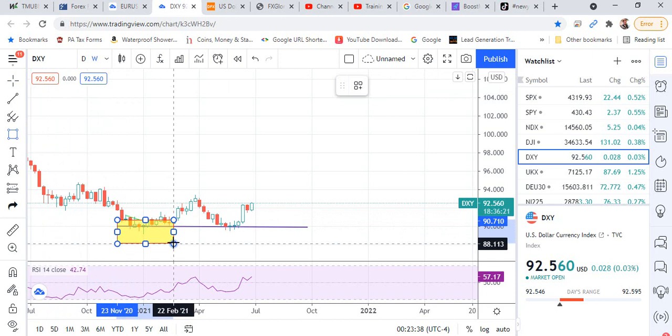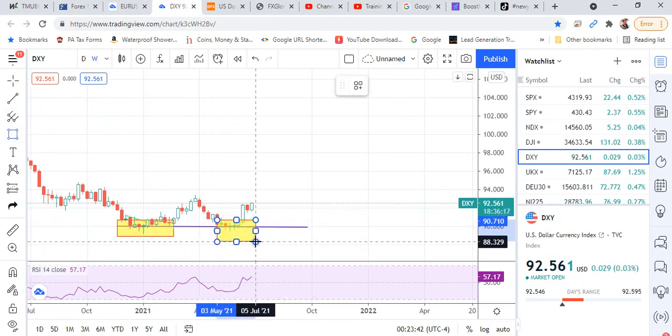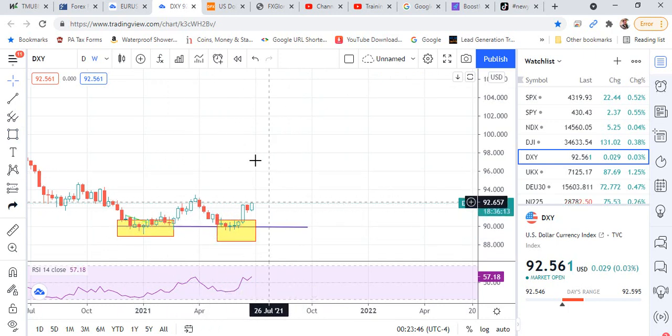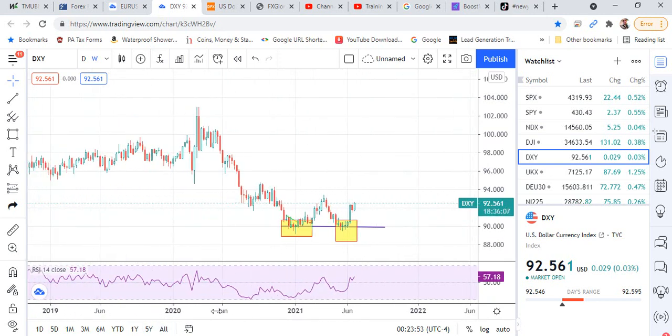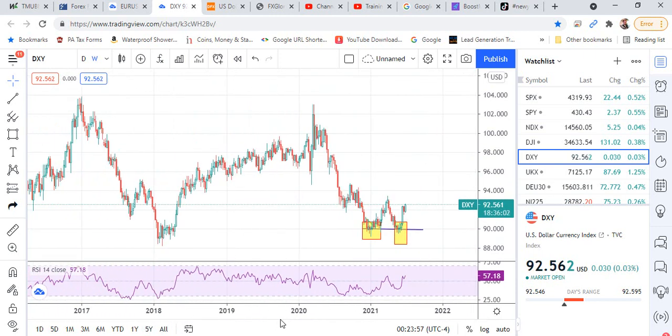I'll just do it right here. Boom, there's one of them. There's the other one right there. Look at this. Boom, double bottom. Now it's coming up. Now, how high do we think it can go? It's a little tricky to say at the moment, but this is looking pretty solid.